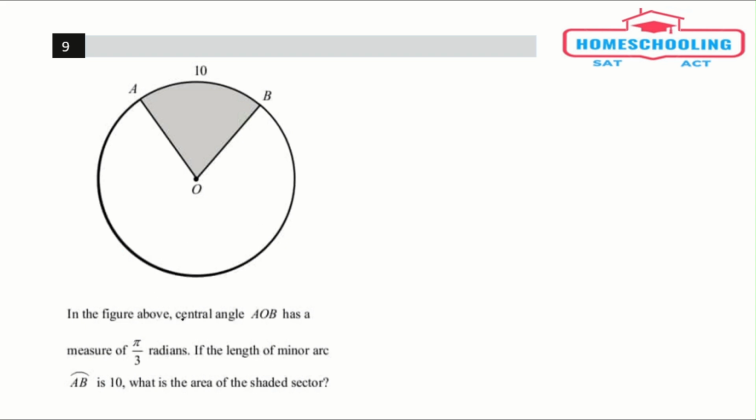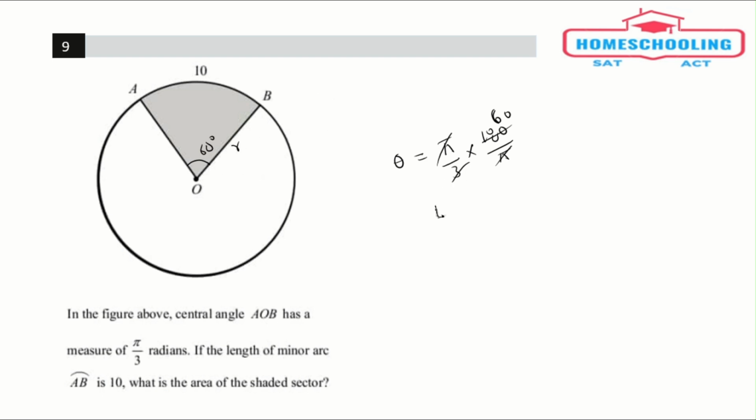In the figure above, central angle AOB has a measure of pi by 3 radian. So theta is given in radian. If you have to convert it into degree, we multiply by 180 degree over pi. So this angle is 60 degree. If length of the minor arc is 10, what is the area of shaded region? For that, first we have to find the radius r here, OB.